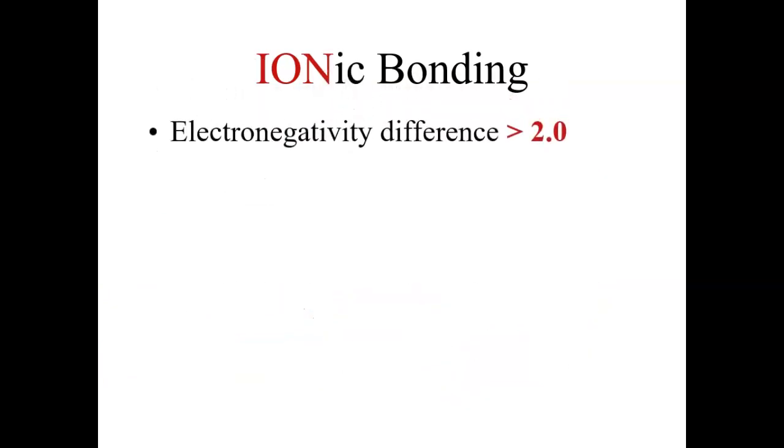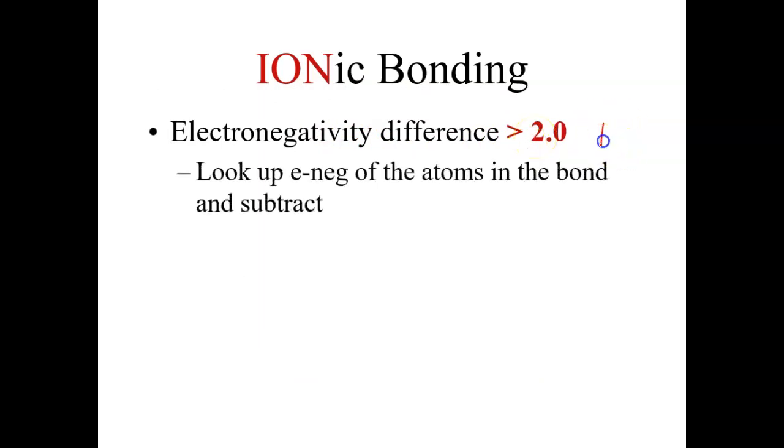Ionic bonds can also have an electronegativity difference of greater than 2. They can also be a little bit less than that. We're going to say greater than 1.7. You look up the electronegativity of atoms in the bond and subtract, and I will give you a chart for that.